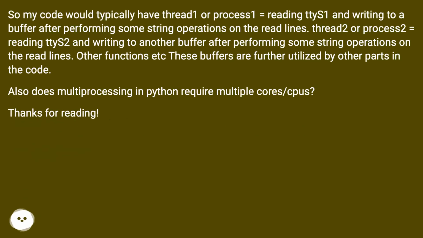So my code would typically have thread 1 or process 1 equals reading ttyS1 and writing to a buffer after performing some string operations on the read lines. Thread 2 or process 2 equals reading ttyS2 and writing to another buffer after performing some string operations on the read lines. Other functions, etc. These buffers are further utilized by other parts in the code.